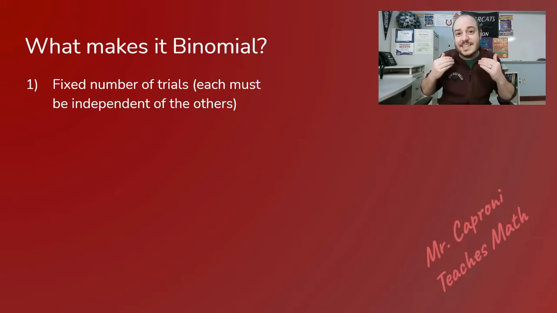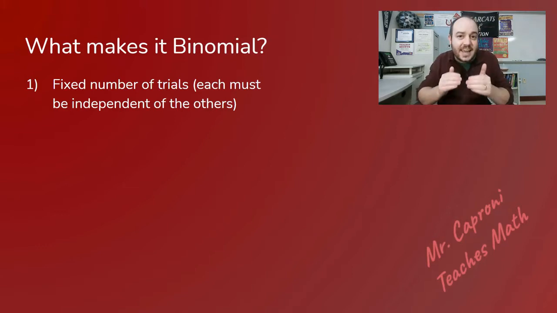Well, I was taking 10 shots. I told you guys I want to know the probability that I would make 7 or more of the 10 shots. So my fixed number of trials was 10. That's how many times I was going to be attempting this probability experiment.